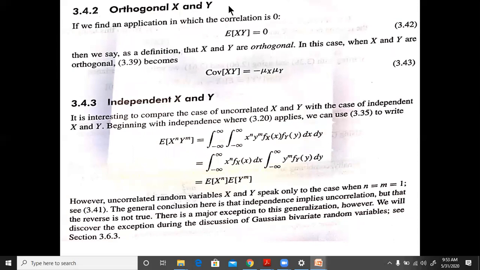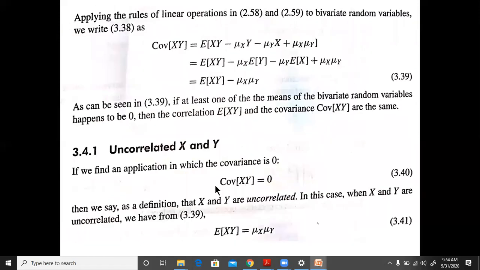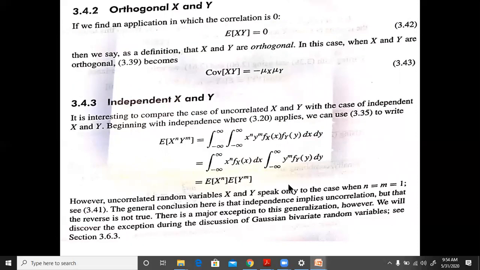Then we come to orthogonality of X and Y. If we find an application in which the correlation is 0, that means E of XY is equal to 0, right? Then we say as a definition that X and Y are orthogonal. So uncorrelated is, by definition, covariance equal to 0, whereas orthogonal means correlation equal to 0. So when correlation is equal to 0, the covariance value will be equal to minus mu x mu y. However, if either one of these is 0, then we'll get the covariance also as 0.